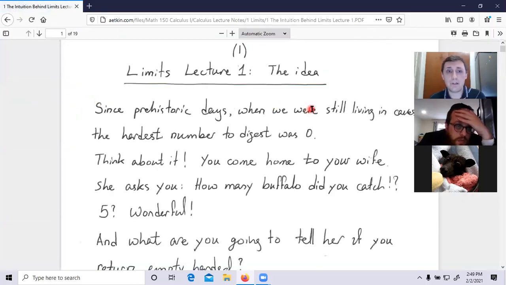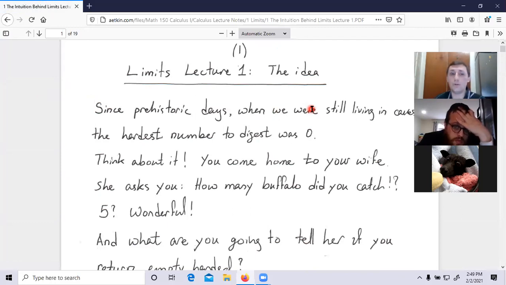Okay. So there was a very difficult number to understand that took many, many generations. And that number, believe it or not, was zero. So let me try to explain what that zero is about.